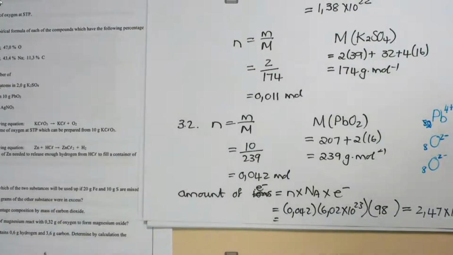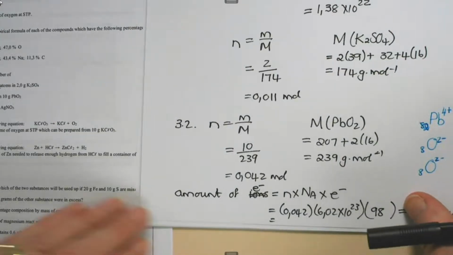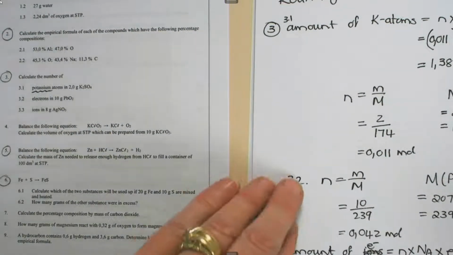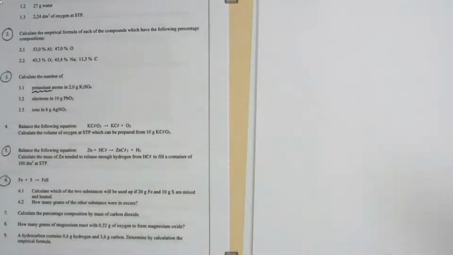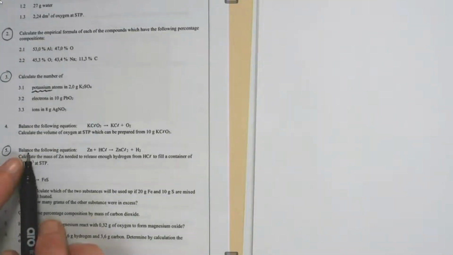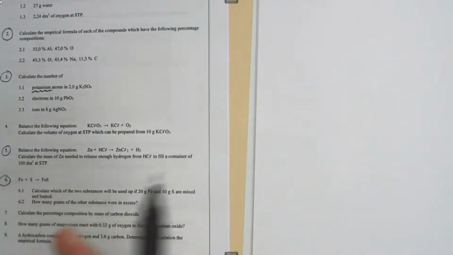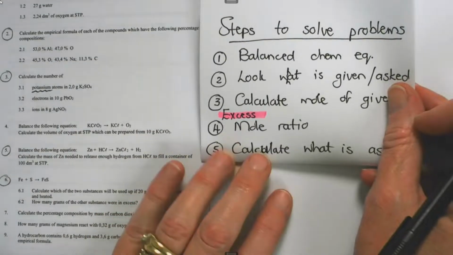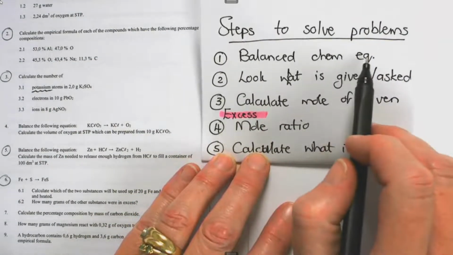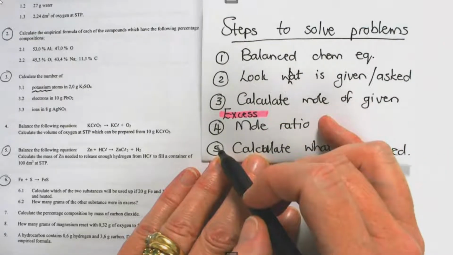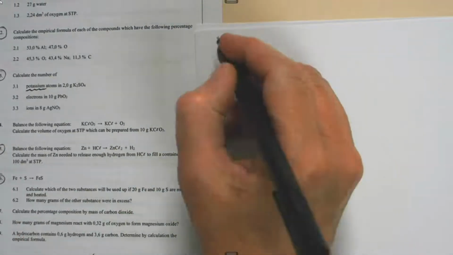Okay, let's look at question number 5 on your page. Question number 5 says balance the following equation. So they didn't give you a balanced chemical equation. Remember, that is my first step that I must do. I'm going to number the steps for you, then you can see how I'm applying these steps. So I'm going to do number 5.